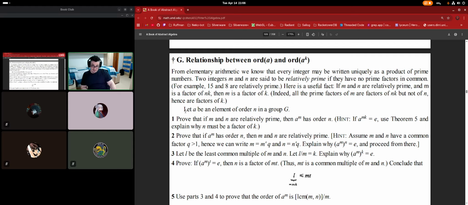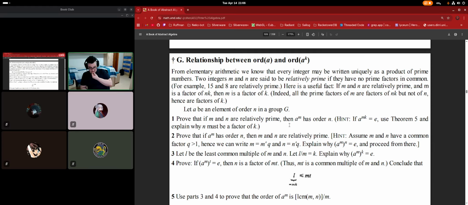So we're going to be using that. Prove: if m and n are relatively prime, then a to the power of m has order n. This is very strong. Okay, so them being relatively prime means they have no common prime factors. That's what that means.